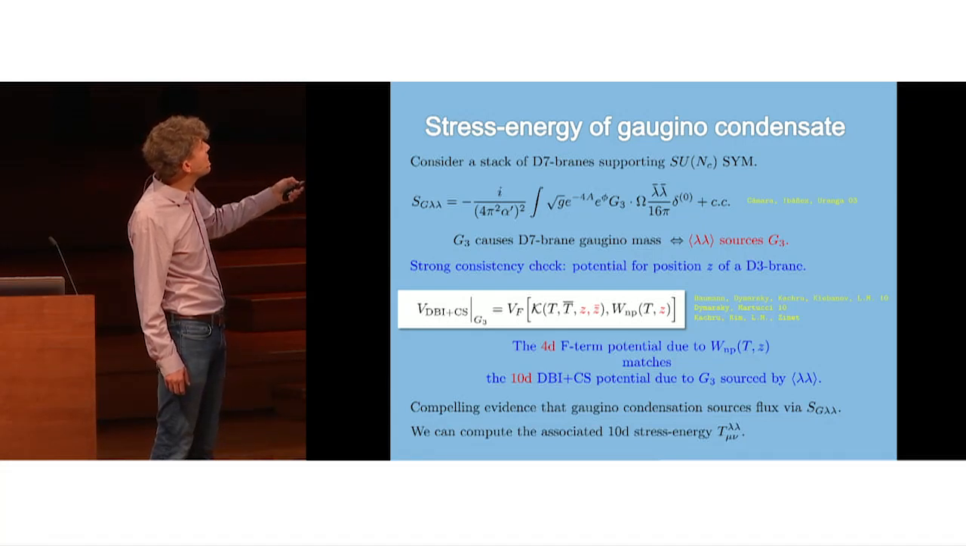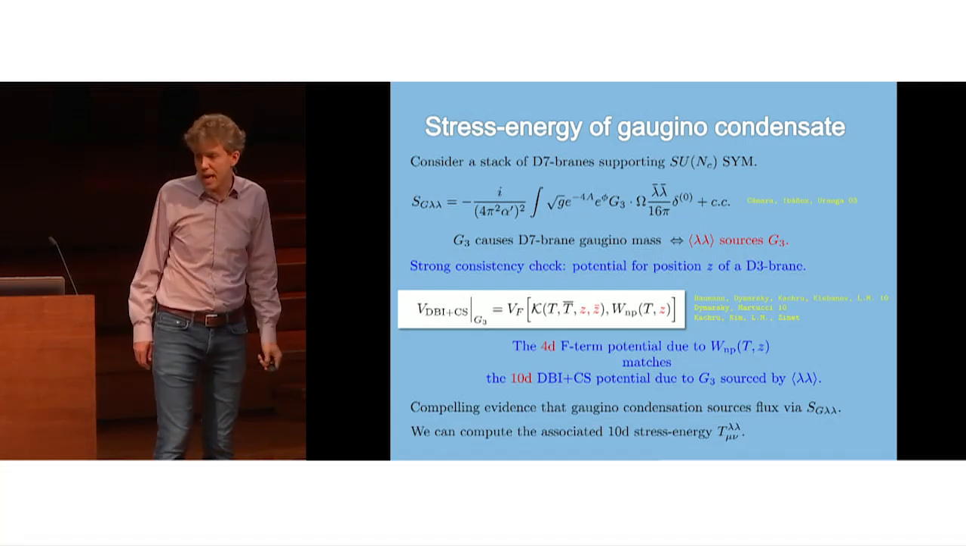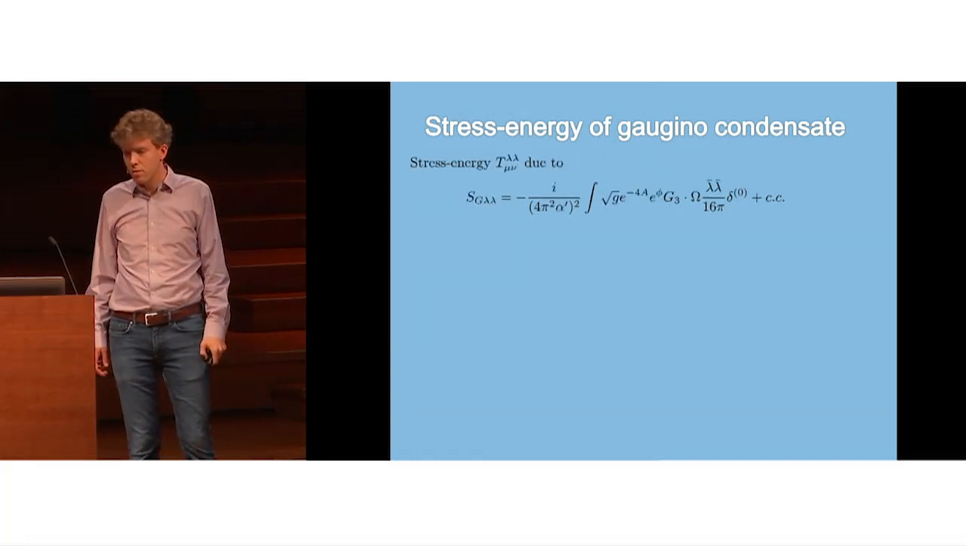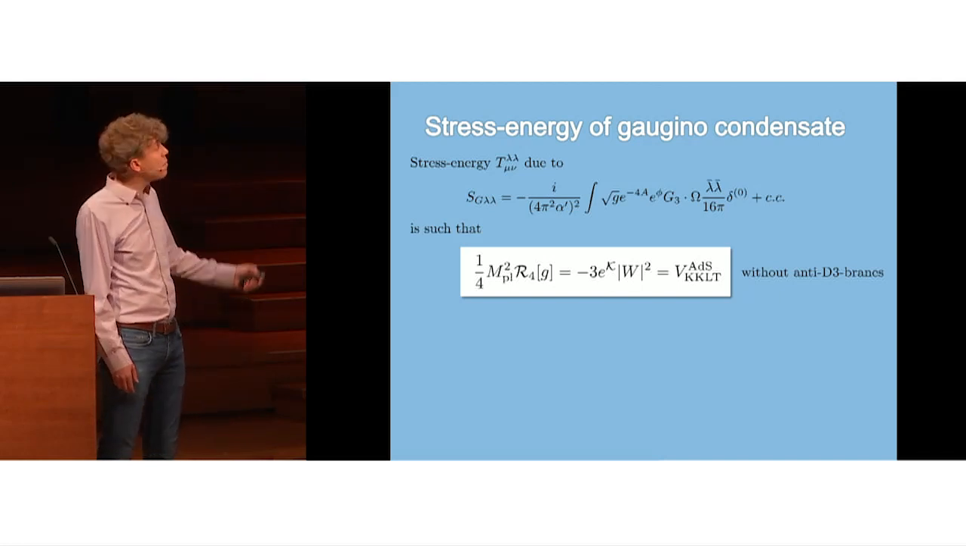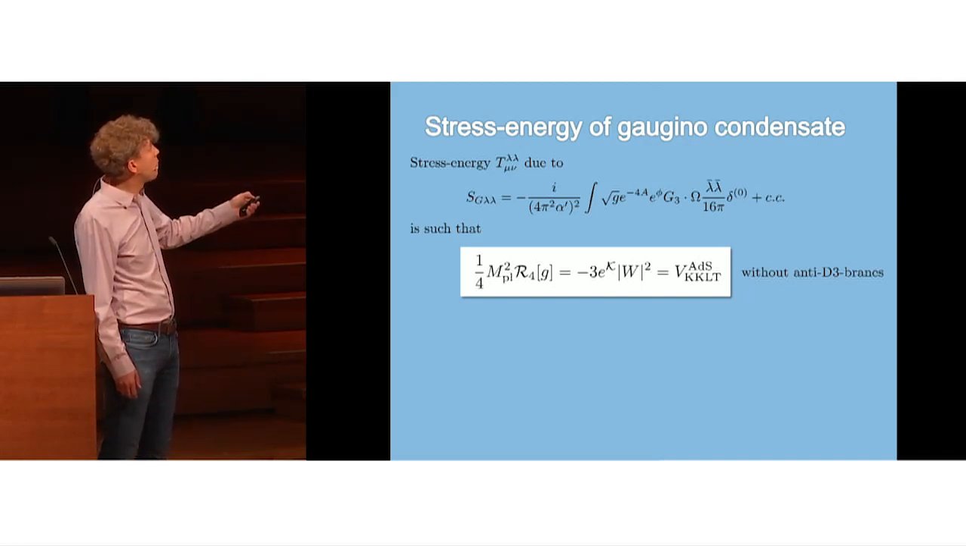So what we'll do, we have a term in the action, so now we can just vary that term in the action and get a stress energy. When I do that, we find it is such that the 10-dimensional equations of motion force the four-dimensional curvature to take exactly the KKLT value in the supersymmetric configuration without antibranes.